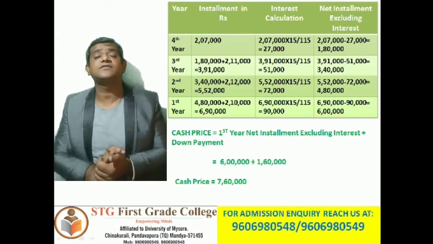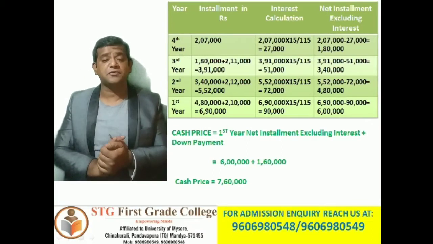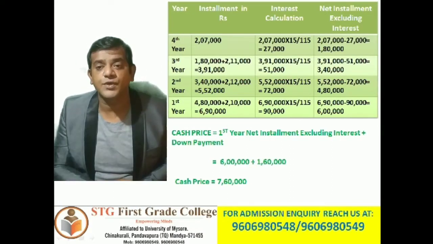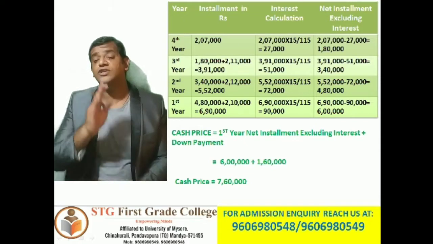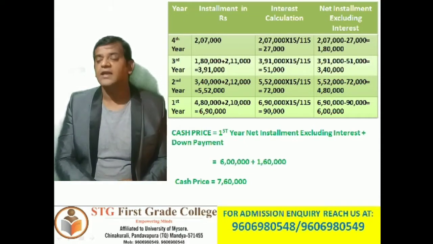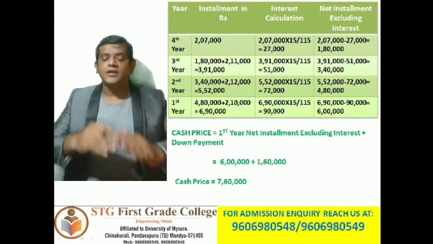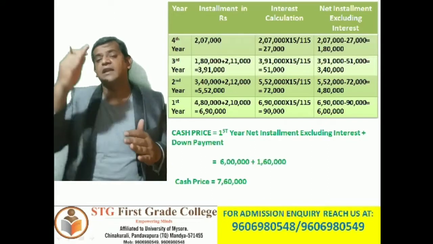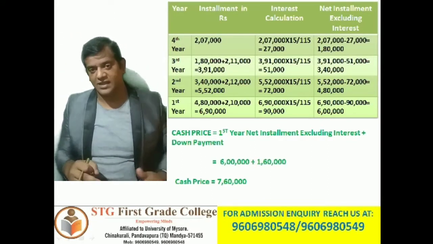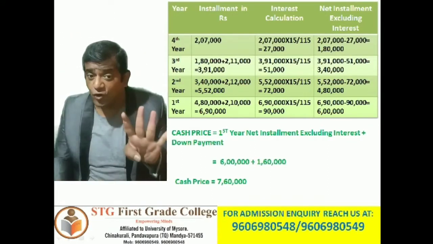So whatever the rest of the amount comes, the balance amount comes, that will be transferred to net installment, which includes interest. Okay, so let us go to the column. So we have to calculate in a reverse order. That is why I have marked 4th year.